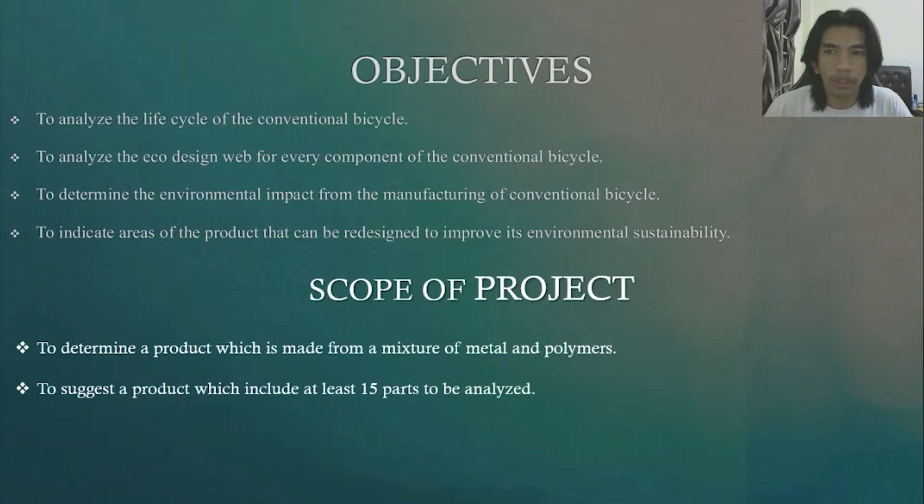As for our objective, we want to analyze the life cycle of the conventional bicycle. Next, we want to analyze the eco-design web for every component of the conventional bicycle. After that, we want to determine the environmental impact from the manufacturing of conventional bicycle. And lastly, we want to indicate areas of the product that can be redesigned to improve its environmental sustainability concept.